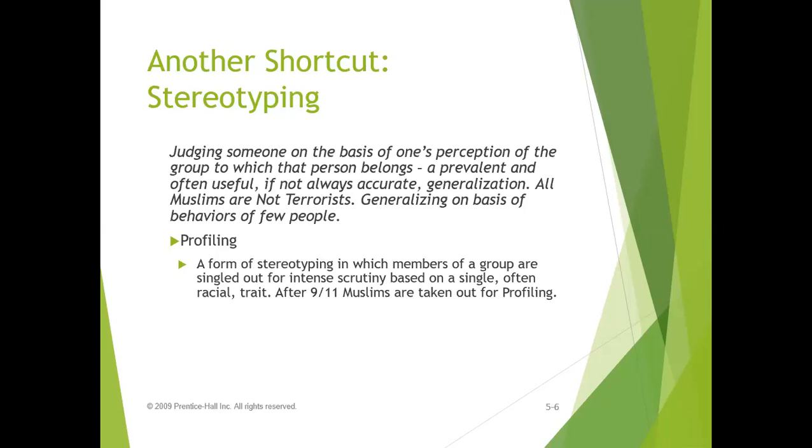Profiling is the next part, and profiling is a second or higher part of stereotyping, and this is also not good for the organization. After 9/11, most of the Muslims were singled out for profiling, as well as for intense scrutiny. This means that when you are recruiting or shortlisting people, you differentiate from one particular portion to another particular portion.